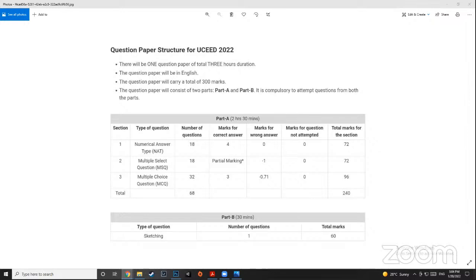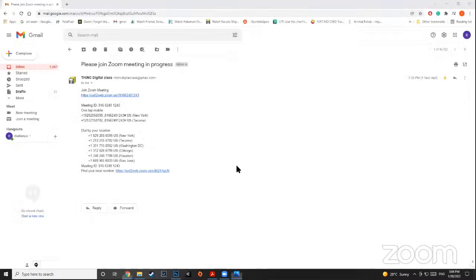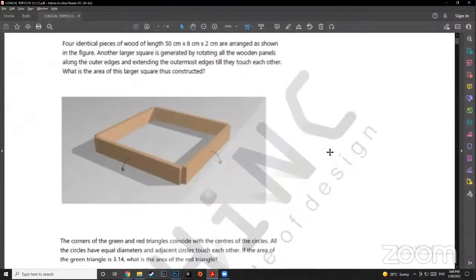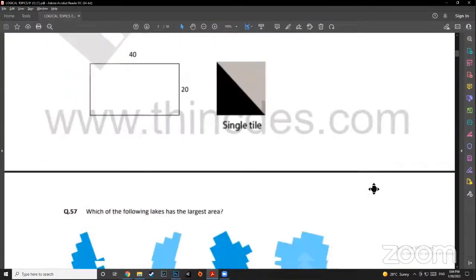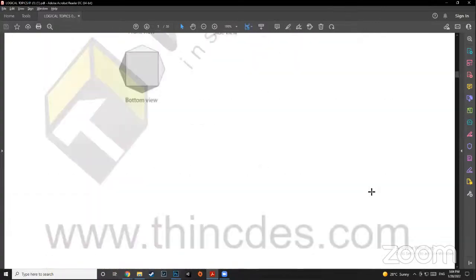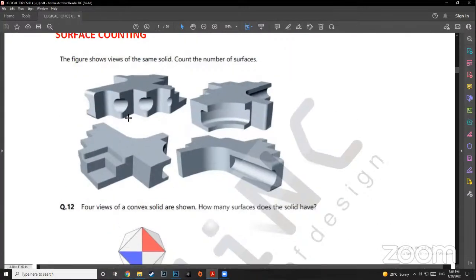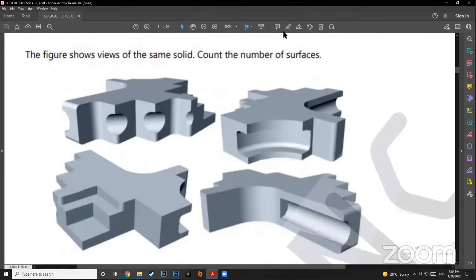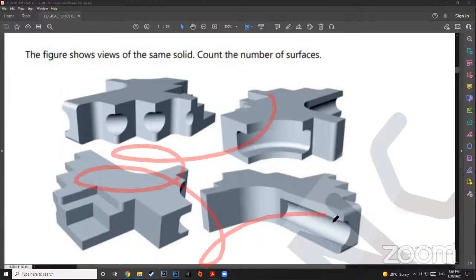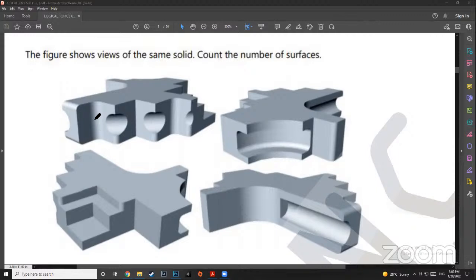So let me see. Can you solve the surface counting? Okay, let us do one surface counting question. Let us do this question. Remember that this shape is the same shape, just shown from different sides. Now we'll start counting. I will start from here. Whenever it is continuous, it will be a single surface. But whenever it is not continuous, it will be a separate surface.